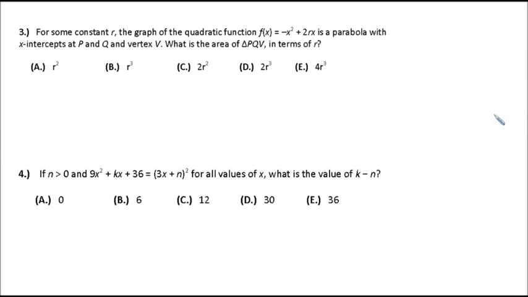Number 3 is actually one of my favorite problems of all time. It says: for some constant r, the graph of the quadratic function f of x equals negative x squared plus 2rx is a parabola with x-intercepts at P and Q and vertex V. What is the area of the triangle PQV in terms of r?